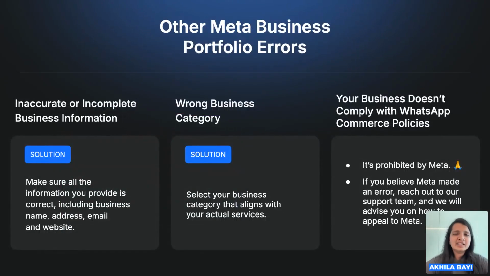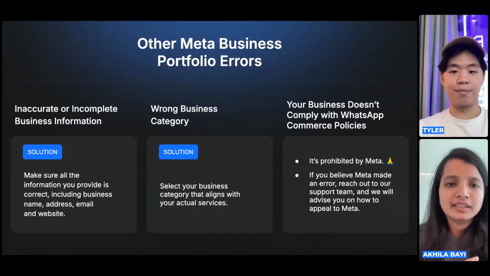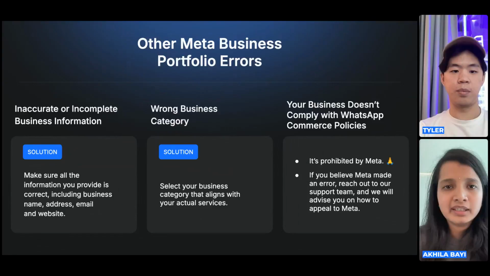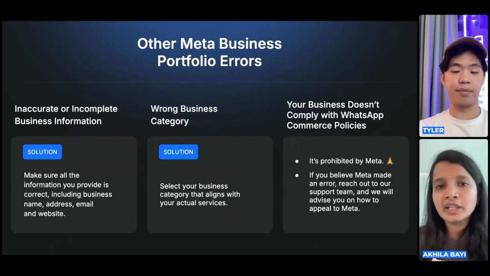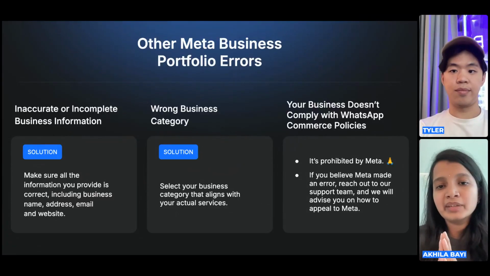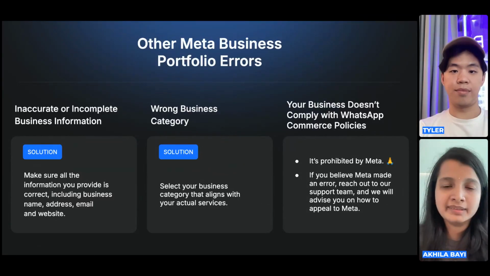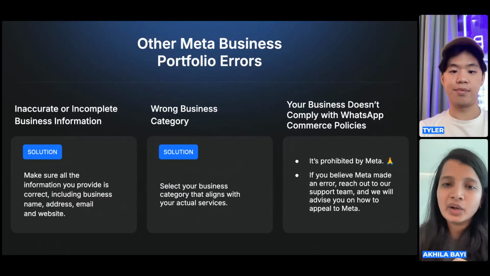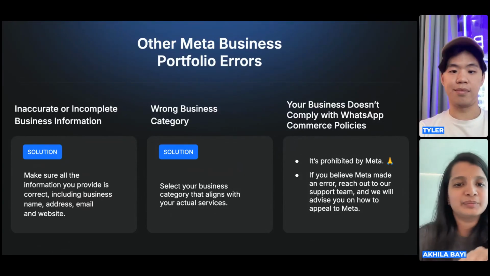Okay, some of the other Meta Business Portfolio errors. If you have any inaccurate or incomplete business information, like Nasser told, please make sure to fill in the information. If you select the wrong category, Meta will not allow you, because they understand what business you run. And if your business does not comply with WhatsApp commerce policies, like if you're into alcohol or gambling, these kinds of services are unfortunately not allowed for the WhatsApp API service.